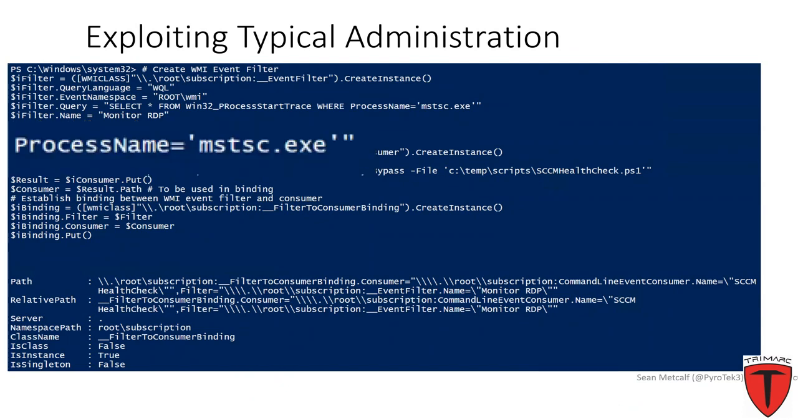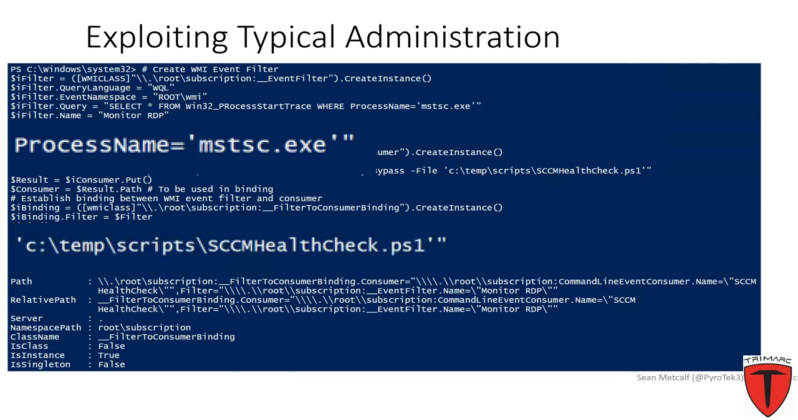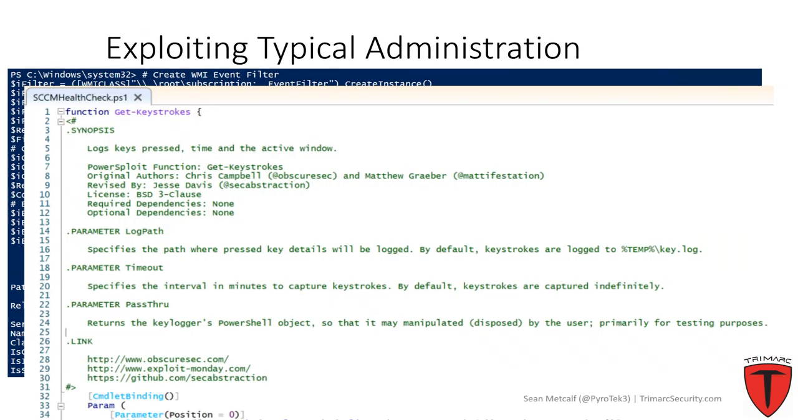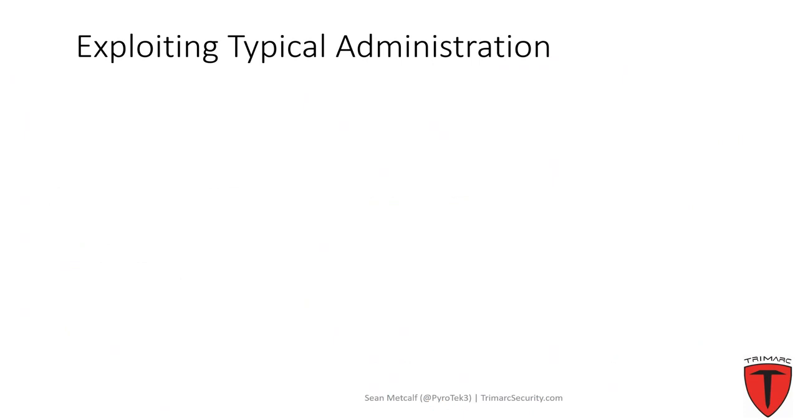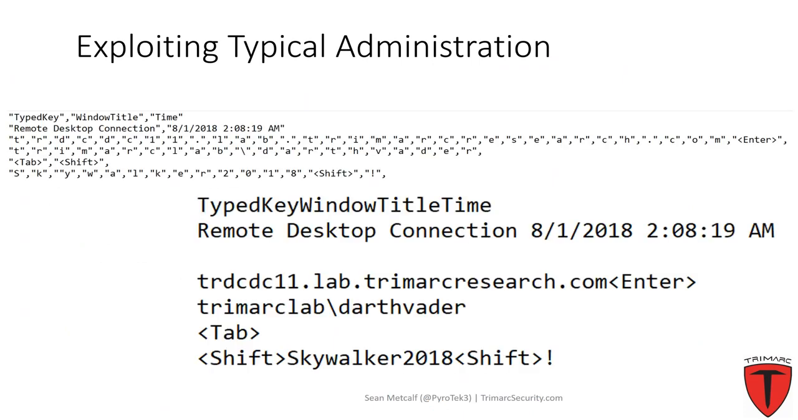This is an RDP client executable. When this is run, WMI will run the PowerShell script called SCCM health check .ps1. So what does that really do? It looks like the SCCM health check script actually runs Get-Keystrokes, which is a function from PowerSploit that is a keylogger. The keylogging data appears to be sent to a temp file in the C drive. So using PowerShell, we can consolidate this keylog file and see the typed username and password.